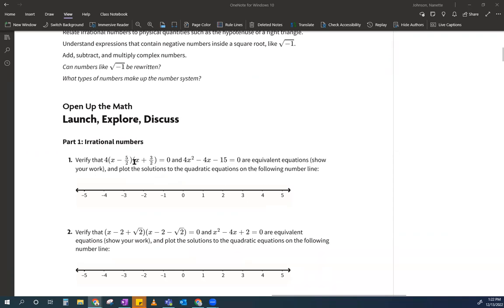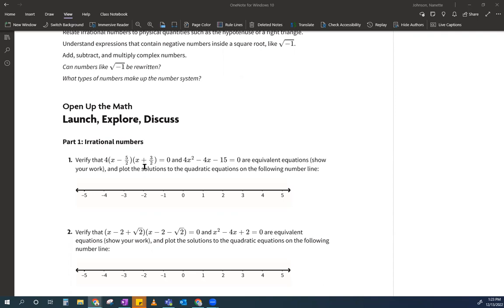Then it says, plot the solutions to the quadratic equations on the following number line. Which one of these equations, this one or this one, is easier to solve for x? The first one or the second one? Yeah, the first one's easier. Someone said the second one. I would disagree, because look, this is already in factored form. So let's solve this out so that you are all comfortable with it. Don't choose it because it's fractions, or don't not choose it because it's fractions.